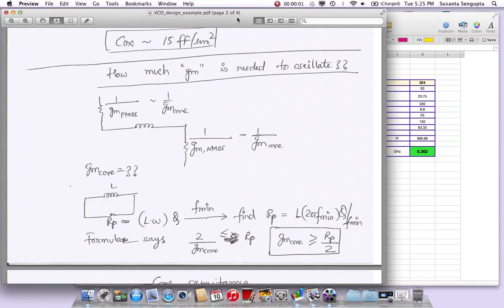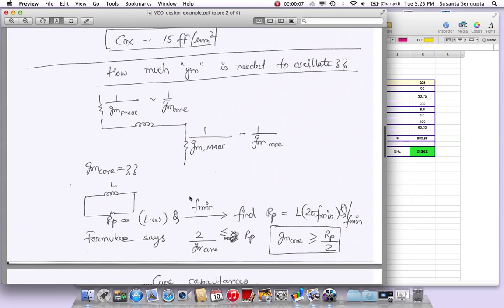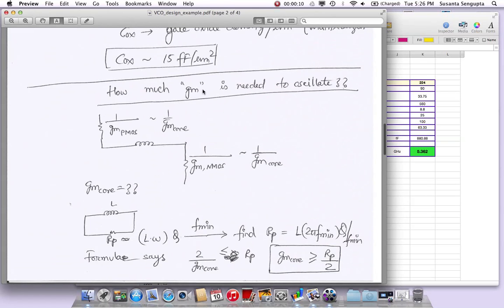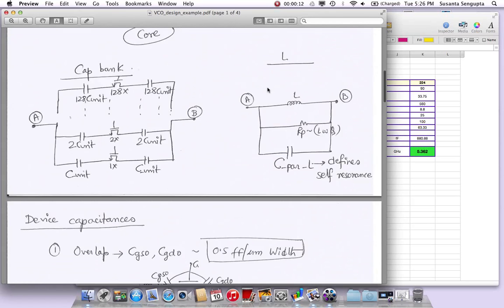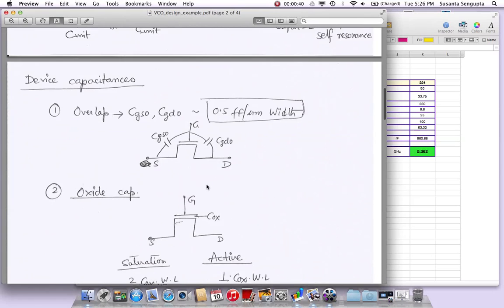I'll be back. Next, we have seen the capacitance values from the process, so we did that. Now a simple question to ask is, how much GM is needed to oscillate? Remember, in this structure, what these cross-coupled devices are doing is trying to create a negative resistance to overcome the losses of everything else, like the Q of the inductor, maybe the loaded Q of the cap bank and all that. The PMOS stage is creating a GM, the NMOS stage is creating a GM, so they both are creating negative GM trying to overcome these losses. So the question is, how much negative GM do we need to overcome these losses? We need to have some idea of that.